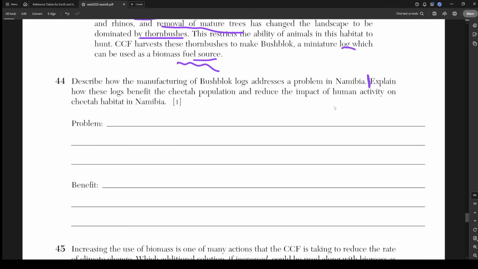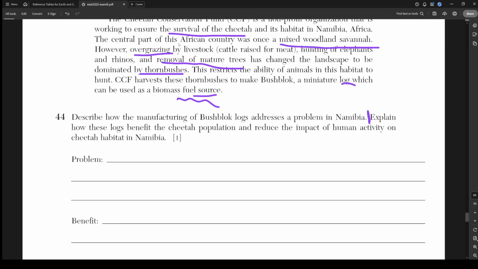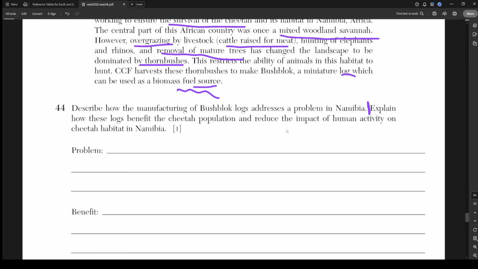So, since we are raising the meat, it's removing the trees. So we're removing all the trees, which is a problem for the cheetahs. So how does manufacturing of the logs address the problem? Explain how these logs benefit the cheetah population. So how the manufacturing of the logs addresses a problem.